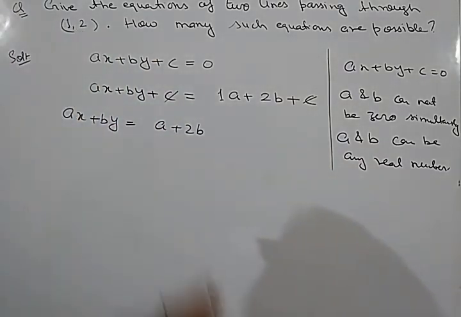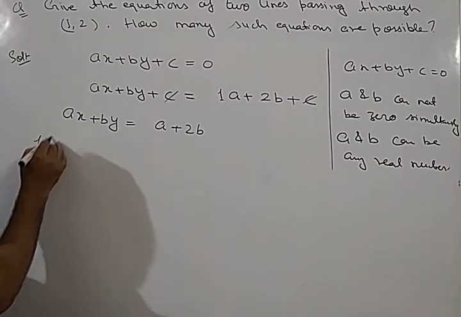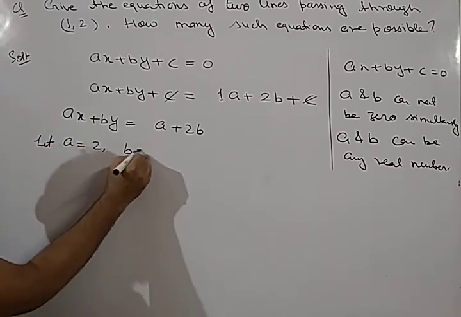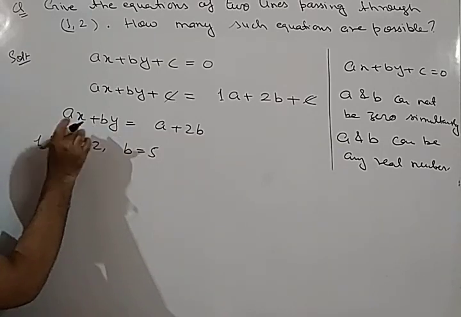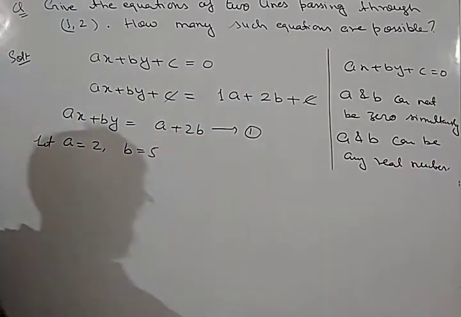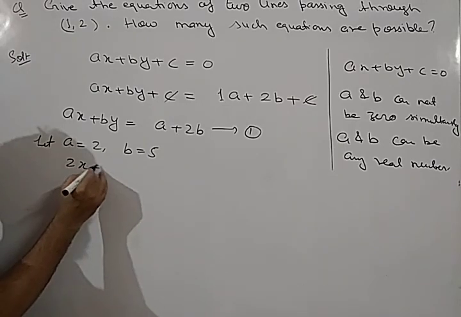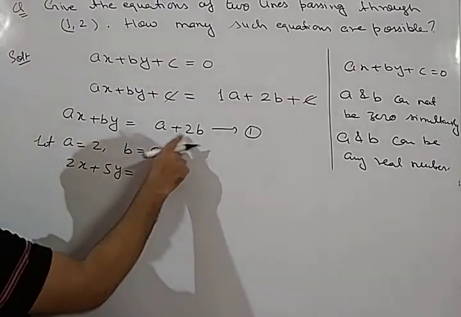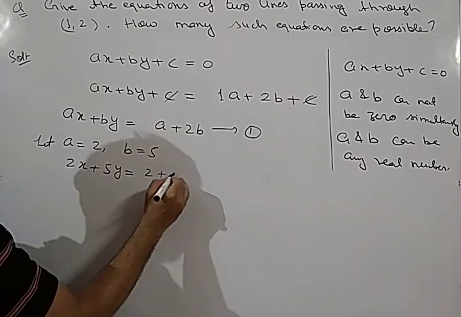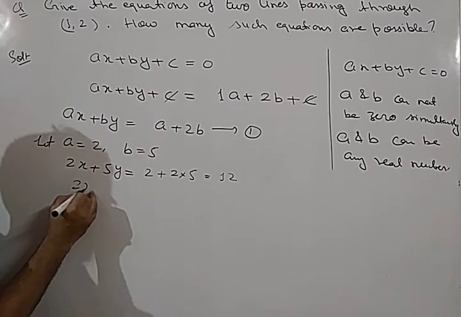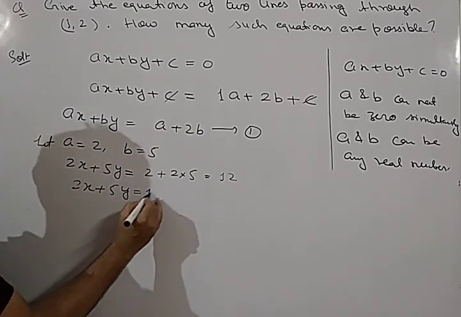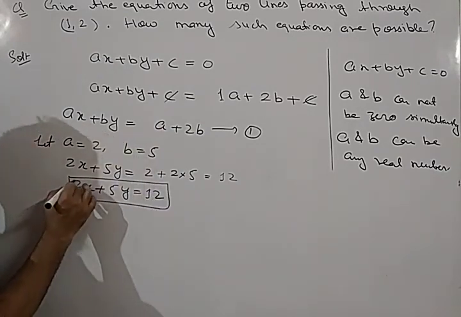Okay, so now if we take any value of a and b, let a is equal to 2, b is equal to 5. We have taken this value randomly. Then by putting these values in this equation, let us consider it as equation number 1, we will get 2x plus 5y is equal to a plus 2b. That will be 2 plus 2 into 5, so it will be 12. So we will get the equation 2x plus 5y is equal to 12. This is our first equation.